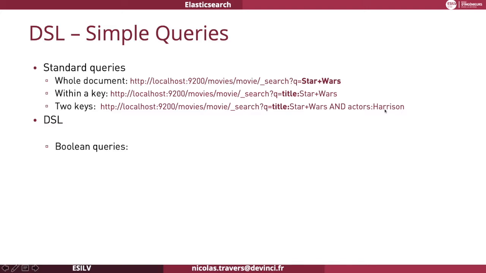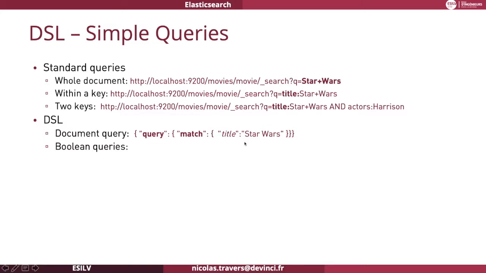But what about more fancy queries with the domain-specific language? For this, we need to build a JSON document, like for MongoDB, for instance, and this document must have the query key inside which we have the match, and we need to focus on a field with the word Star Wars. So it's exactly the same as this query.